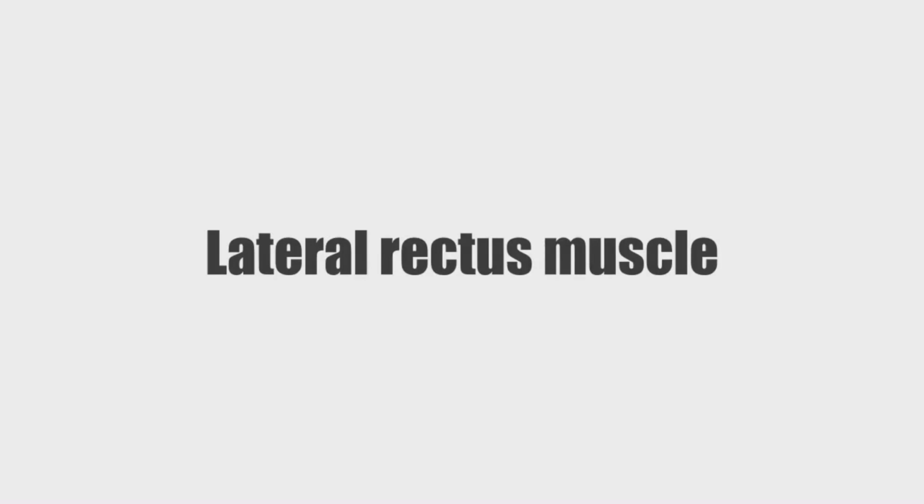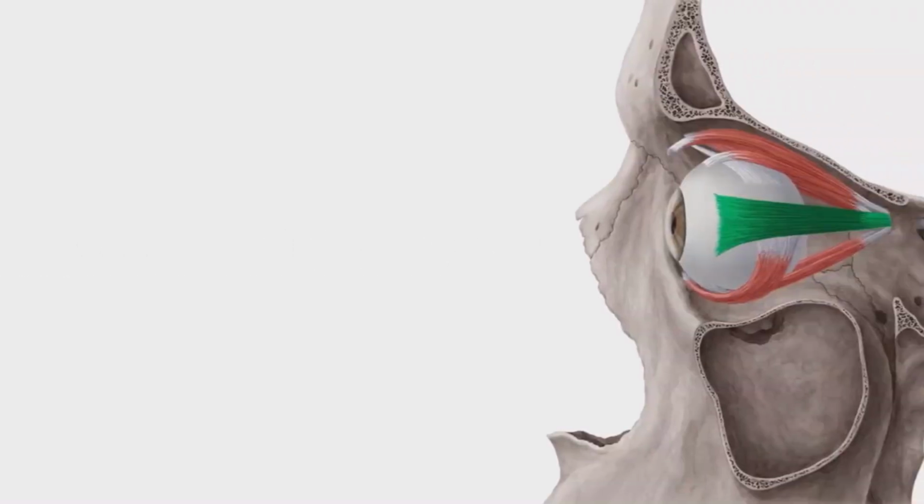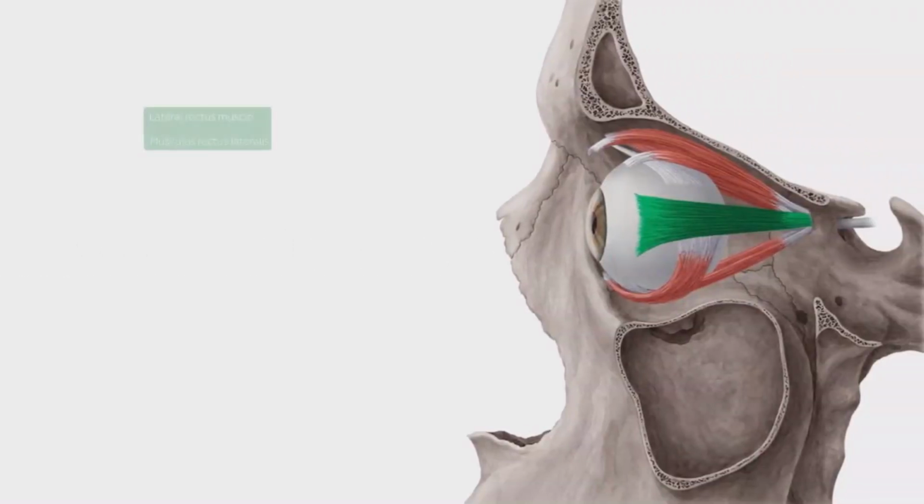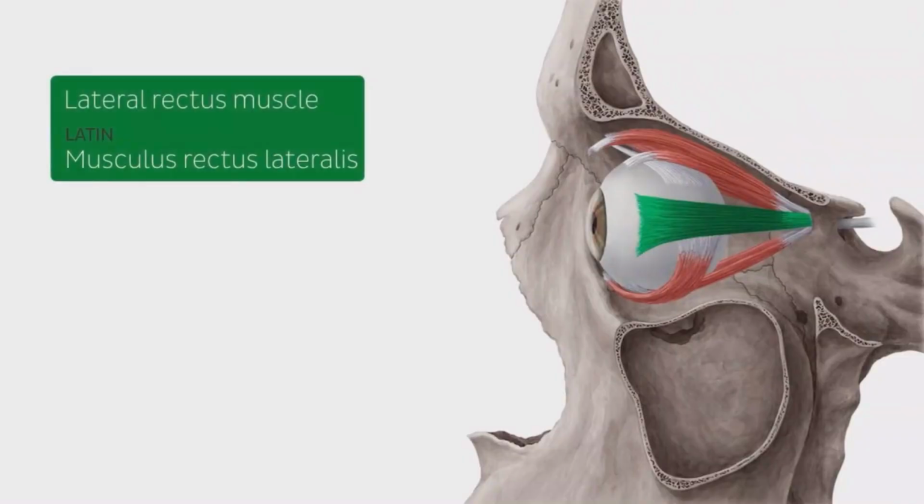Lateral rectus muscle, its origin and insertion, function, and innervation and blood supply. The lateral rectus muscle is one of the 6 extraocular muscles, which are extrinsic muscles lying on the outside surface of the eyeball. The extraocular muscles control eye movements.